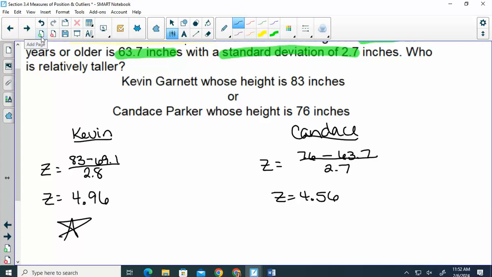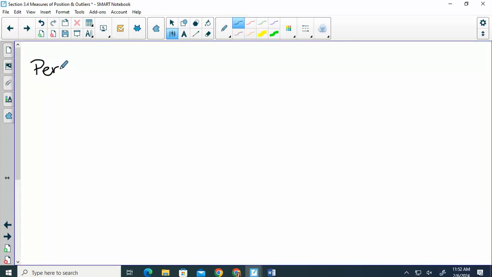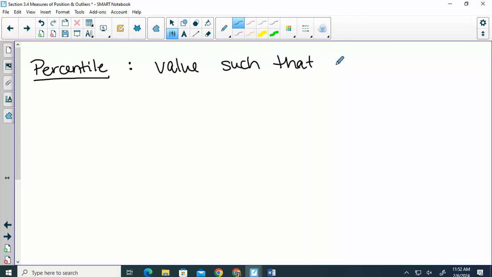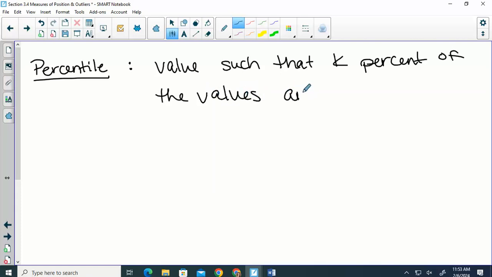The second thing we want to talk about is percentiles. A percentile is a value such that K% of the values are less than or equal to.